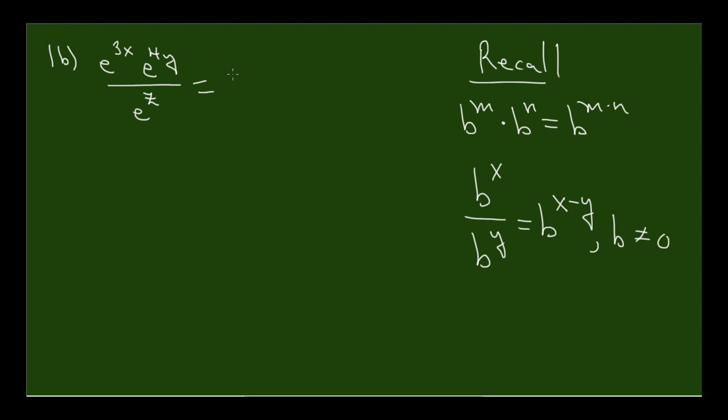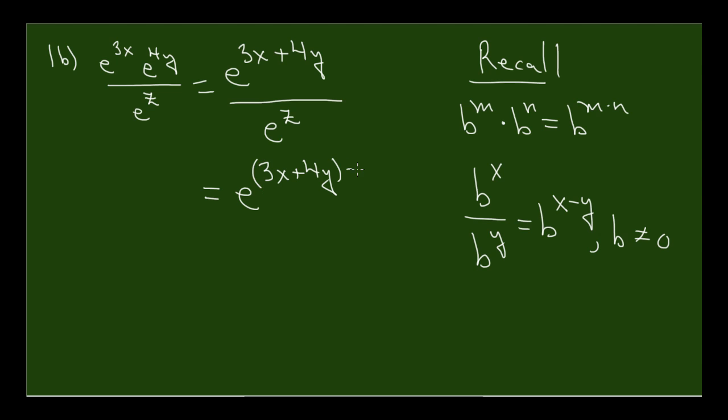Now, hence we can rewrite this as follows. Well, the numerator becomes e to the 3x plus 4y, all over e to the z. Now, we've got e to the exponent in the numerator, which is 3x plus 4y, minus z. But because of the associative and commutative nature of real numbers, we can drop the parentheses and simply write e to the 3x plus 4y minus z.